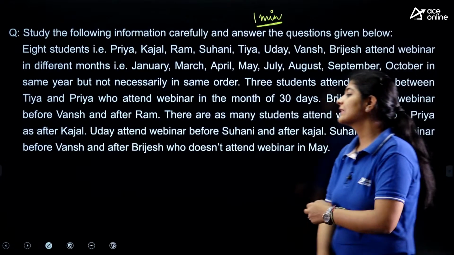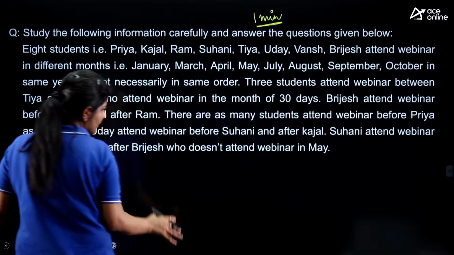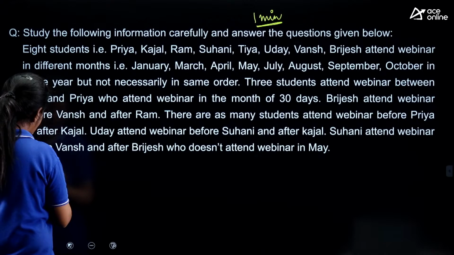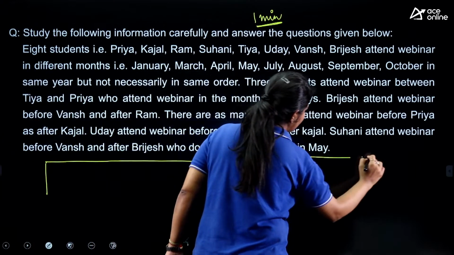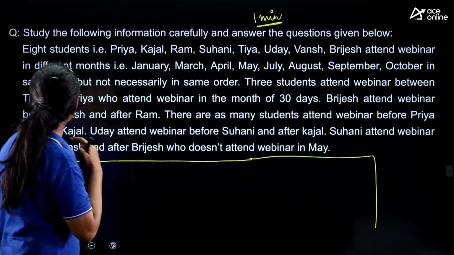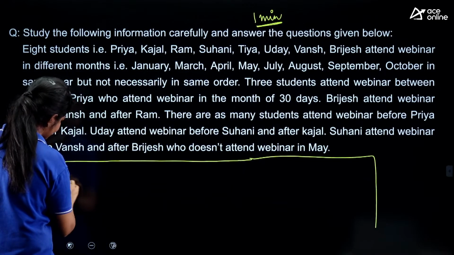Okay, let's start discussing this. As I don't have sufficient space, I'm just making a table like this. How many months are we having? 8 months.